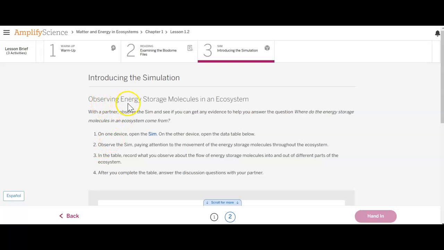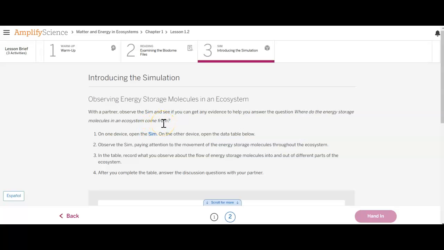So this is observing energy storage molecules in an ecosystem. This is going to be by yourself. You are going to observe the sim and see if you can get any evidence to help you answer the question, where do the energy storage molecules in an ecosystem come from?